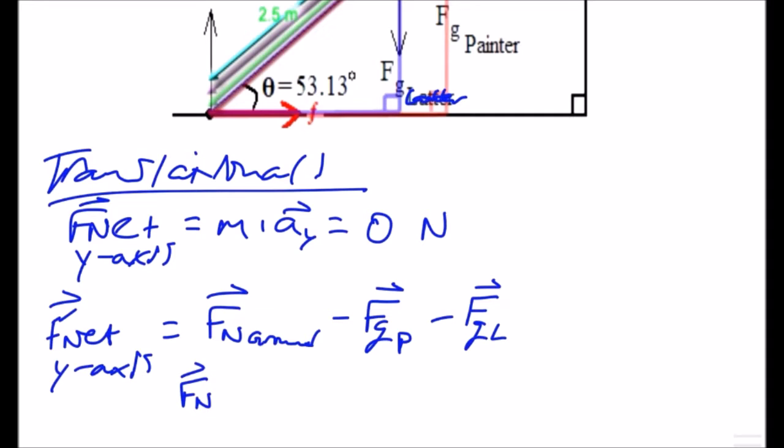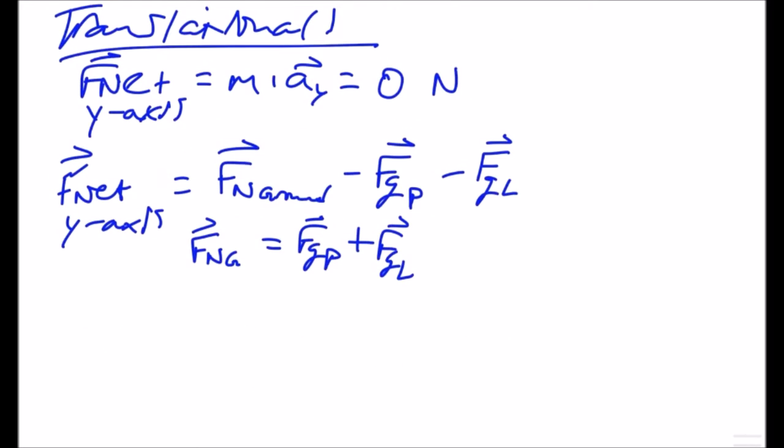All right. Now what should I do here? Set them equal. So we can say the normal force from the ground is equal to the force of gravity from the painter plus the force of gravity from the ladder. Nice. Okay, so we know the mass of the ladder, I believe. We know the mass of the painter, so we can solve for the normal force from the ground, right? So let's do that.